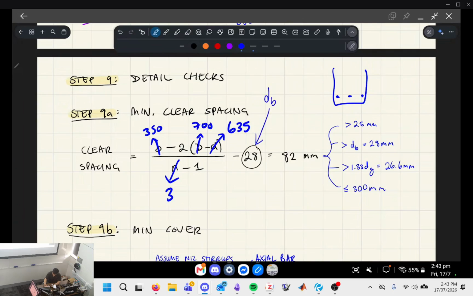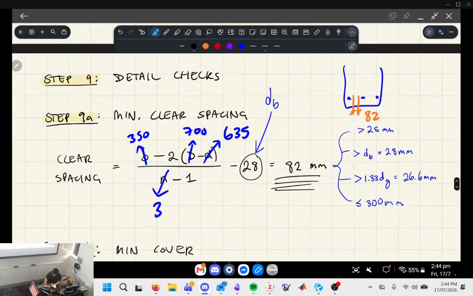Let's call it D subscript B. So we chose 3 N28s, right? So basically the clear spacing between the bars, right? So from here to here is 82. Okay, so now we have to check whether 82 passes 4 subchecks. Okay, it has to be greater than 25 mil.